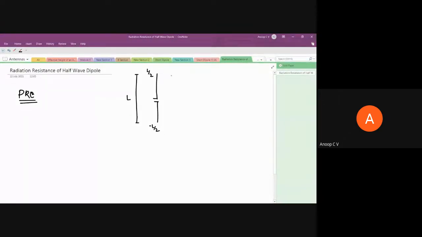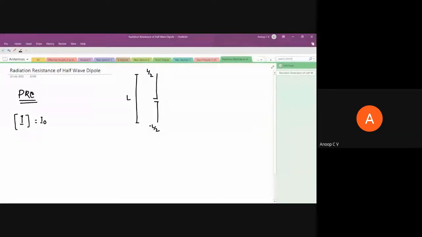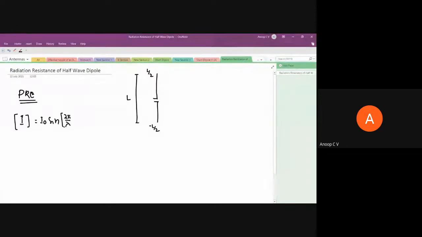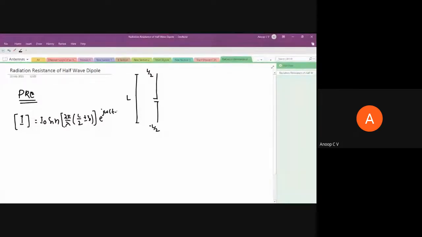And be it any thin linear antenna, its current distribution, as we have seen, will be sinusoidal. So that is the first thing you should know, the current distribution on a thin linear antenna. That is what we discussed in the last class. It is I naught, where I naught is the peak value, times sine of 2 pi by lambda, which I'll write as beta, times L by 2 plus or minus Z, times e power j omega t minus r by c. So this is the current, the retarded current.